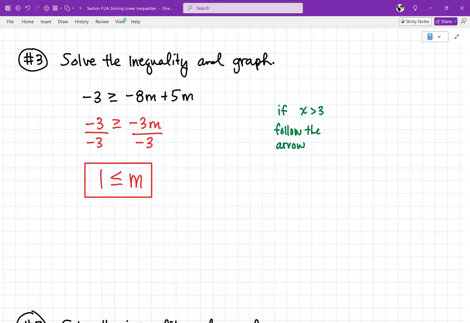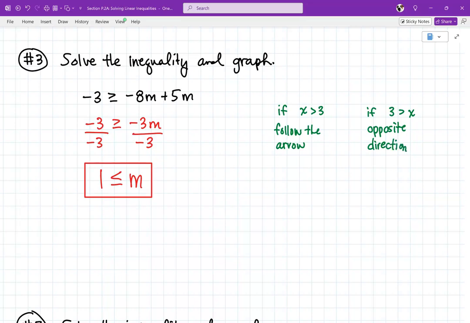But if it's backwards like this, let's say it says 3 greater than x. Notice how x is on the right side of the inequality, not the left side of the inequality. When it's on the right side, you're going to go the opposite way. So this arrow is pointing right, so you're going to have to go left. So I'm going to put opposite direction. Just a little hint.